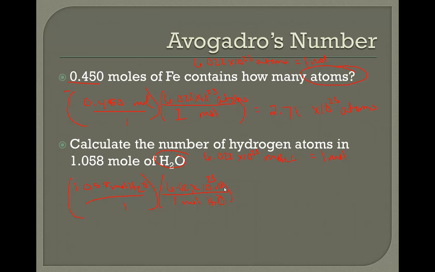But it's asking about specifically hydrogen atoms. So if I look at 1 molecule of H2O, in 1 molecule of H2O, there are 2 hydrogen atoms. That's why I want to multiply this one by 2. So 1.058 times 6.02 times 10 to the 23rd times 2 atoms of hydrogen for every molecule of water. That comes out to be 1.27 times 10 to the 24th atoms of hydrogen.